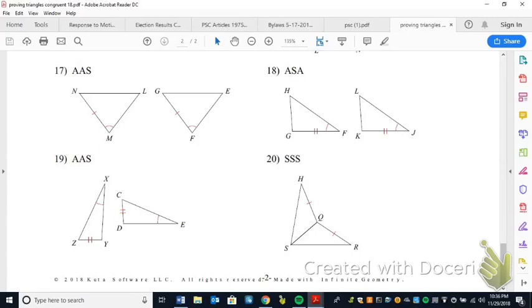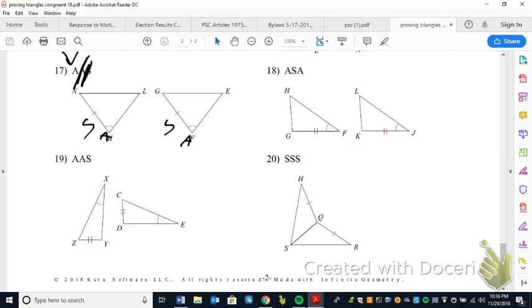So, number 17, we're looking for angle, angle, side. We're given that angle and the side, so we need a second angle. Which angle do we pick? Are we going to pick G and N, or L and E? The key is to look up at what we're trying to prove: angle, angle, side. We already have the side and the angle right next to the side, so we need this second angle.